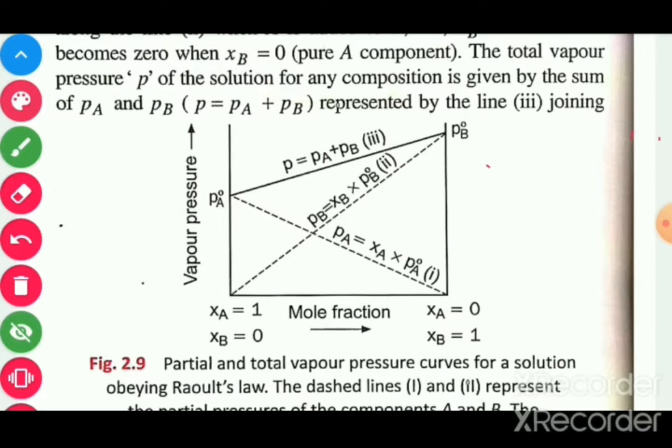Between the vapor pressure of pure solvent and the vapor pressure of pure solute, straight lines are given. This line, which starts from XA equal to 1 to P naught B, is related to the partial pressure of component B in the solution, that is line number two, and line number one is related to the partial pressure of component A in the solution.